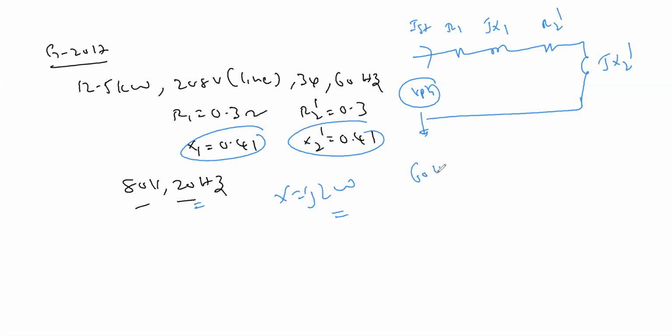So at 60 hertz, X1 equal to X2 dash equal to 0.1. At 20 hertz, how much it will be? This will be 0.4, proportional to frequency, by 60 into 20. So this value will be both 0.136.